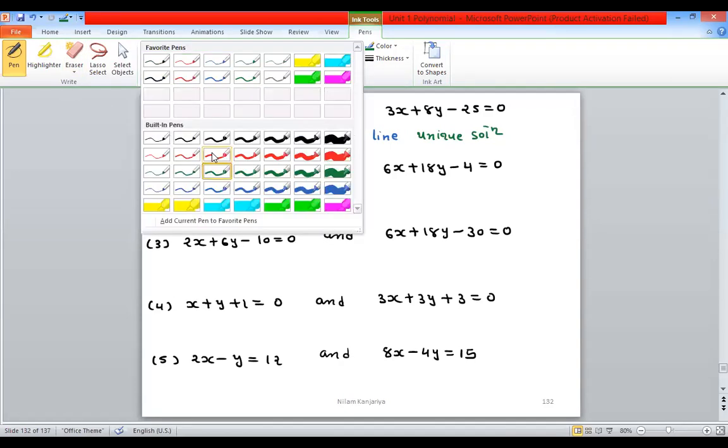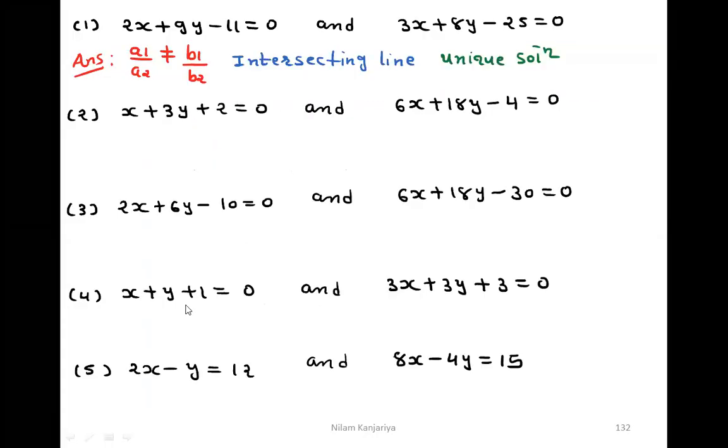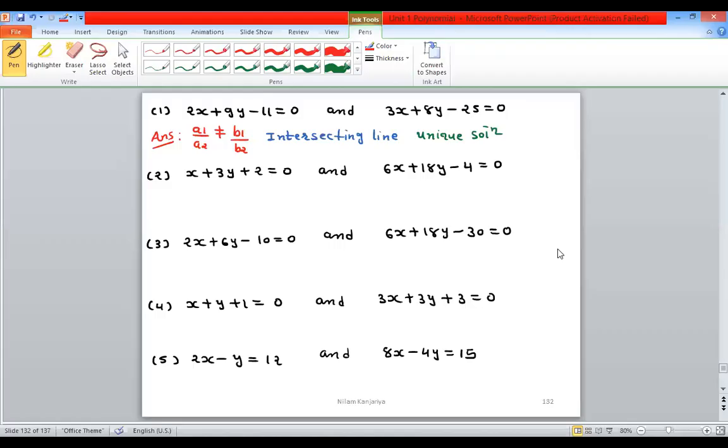Second number question. Who says the second number question? Tell me the answer. Yes, second is parallel. Soham and Madina both said the second question is parallel and it has no solution. Very good. Okay.